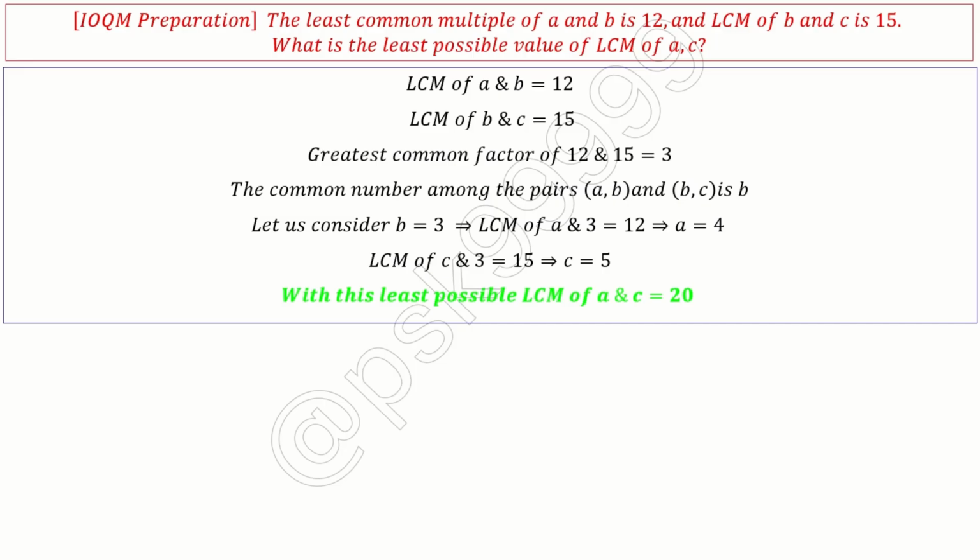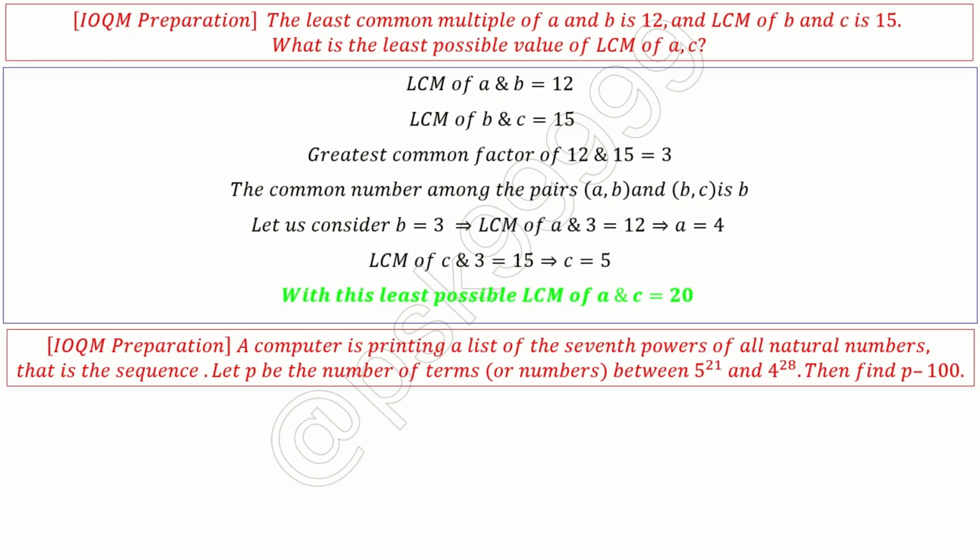Okay, next. A computer is printing a list of 7th powers of all natural numbers. That is the sequence. P is the number of terms between 5 to the power of 21 and 4 to the power of 28. Then what is the value of P minus 100? The problem is easy. Only thing is you may get confused by the printing, so just understand it carefully.